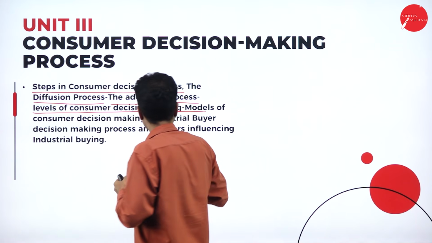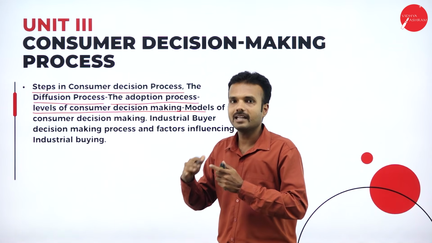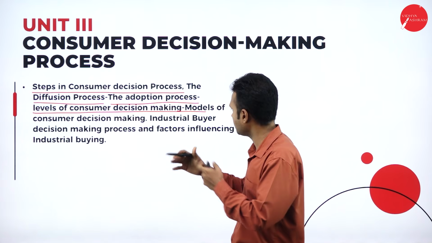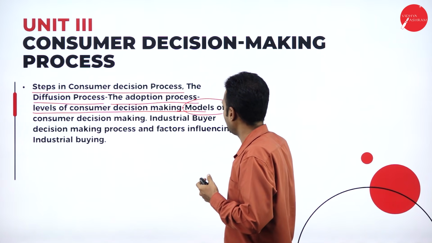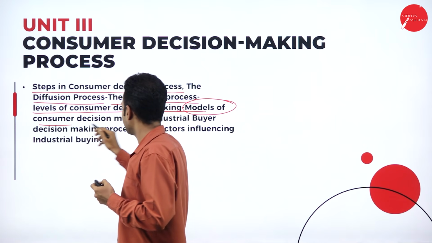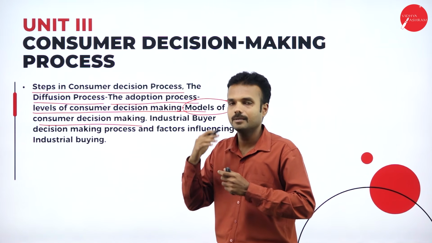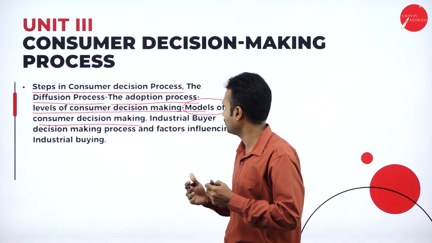Levels of consumer decision making. So which are all the levels that the consumer is going to make? There are 3 levels of consumer decision making. Okay, so that we are going with the syllabus. Models of consumer decision making. There are 8 main models of a consumer decision making process.